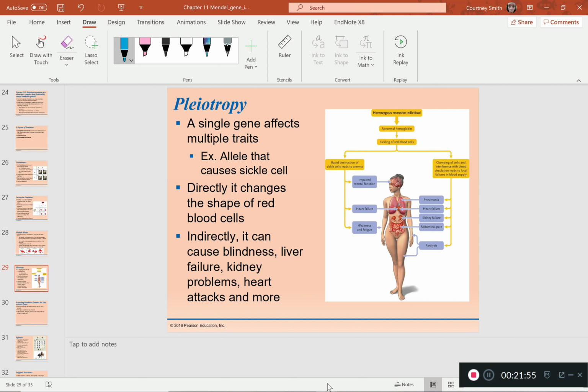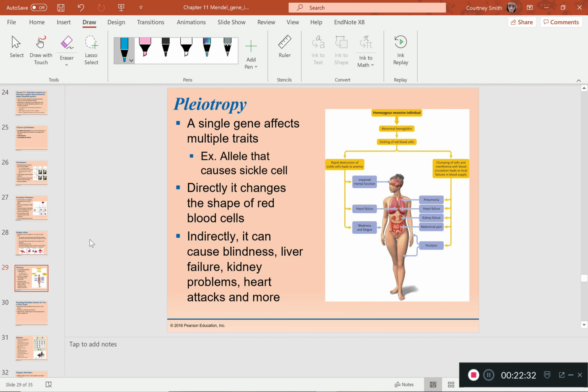So there is an allele that causes sickle cell anemia, and a lot of times people who have sickle cell also have other conditions because that allele is affected. Sometimes the sickle cell anemia allele can cause blindness depending on the person. It can cause liver failure, kidney problems, and a lot of downstream effects. So that is pleiotropy.